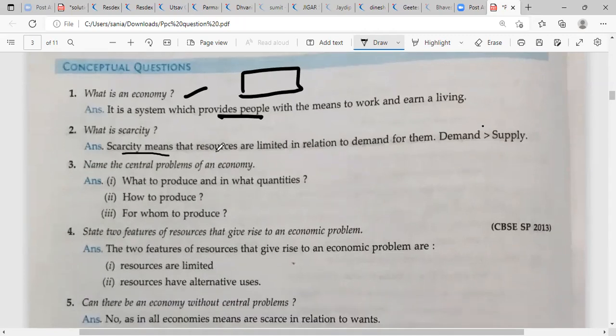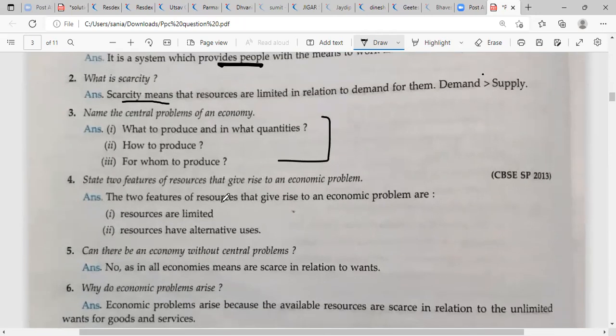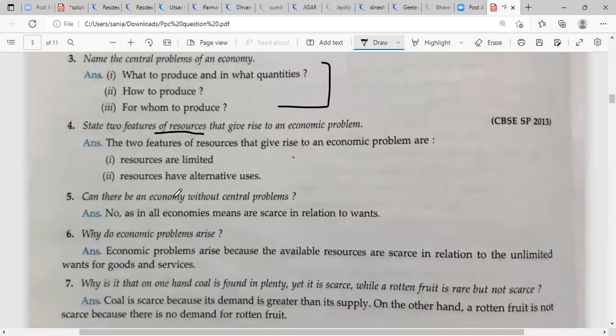That is scarcity. And name the three central problems of an economy: what to produce and in what quantities, how to produce, for whom to produce. Then you have to write two features of resources. Ma'am, resources are limited, resources have alternative uses.